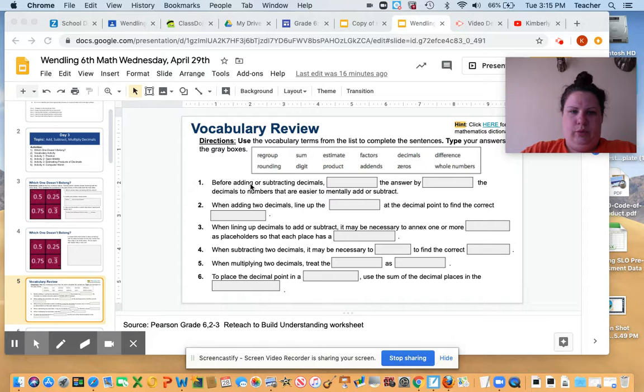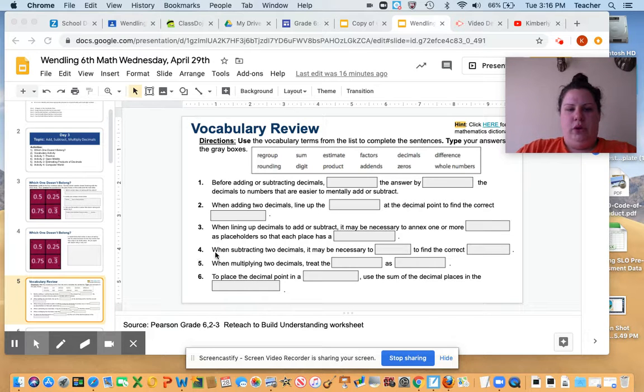Number 1. Before adding or subtracting decimals, blank the answer by blank the decimals to numbers that are easier to mentally add or subtract. Number 2. When adding two decimals, line up the blank at the decimal point to find the correct blank. Number 3. When lining up decimals to add or subtract, it may be necessary to annex one or more blank as placeholders so that each place has a blank.